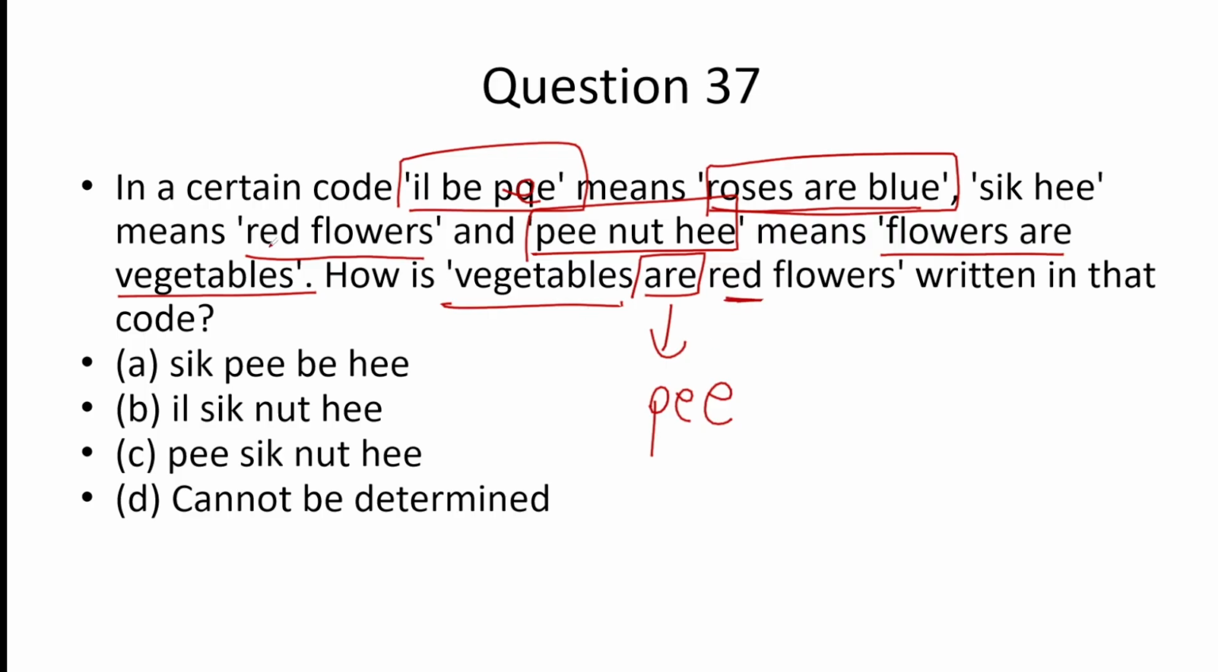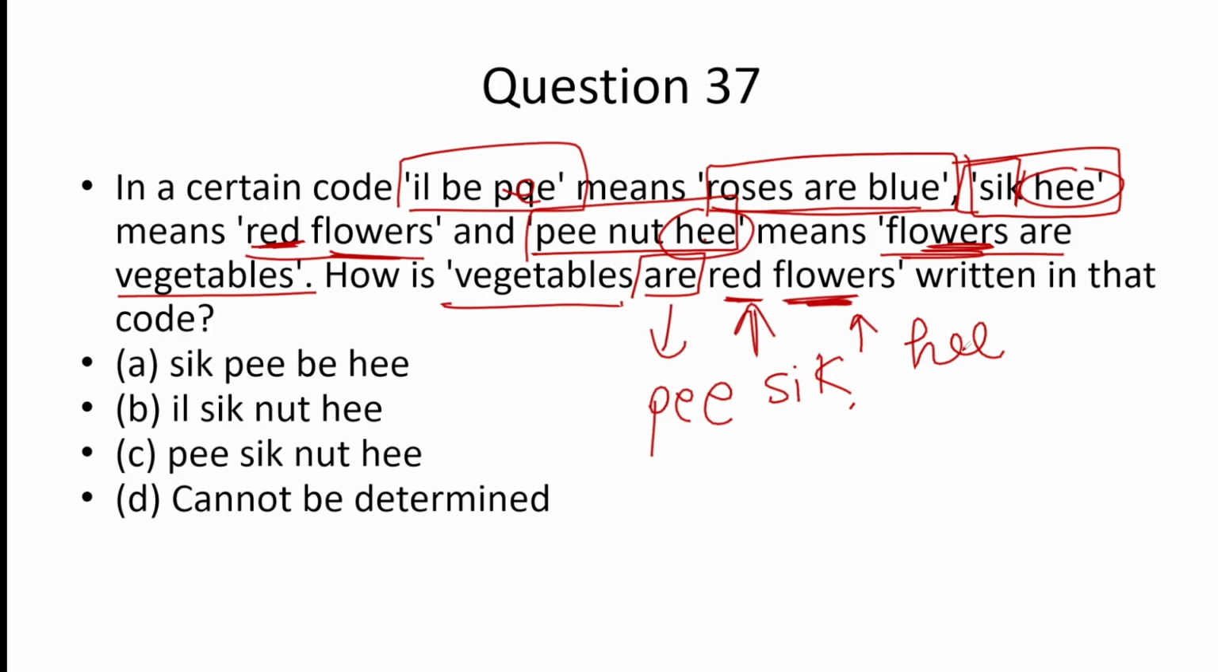Now we have to find the code for red. Right. So red is coming only here, which means its code will be in these two. So it is coming here also, it means the code will be sick. Now we have to find for flowers, right? Flowers is coming here and flowers is coming here also, right? So this code will be common in these two. What is common in these two? He. So the code for flowers will be he.